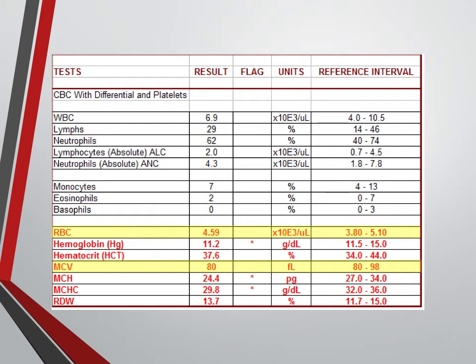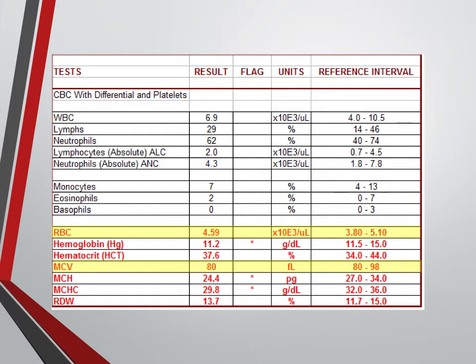So here's an example of a CBC from an automated machine, and I'm going to focus your attention down to the red information down here, which is the red blood cell information and the red blood cell indices. So at the top, first of all, you'll notice that we have a normal red blood cell count, 4.59. Normal for this patient is 3.8 to 5.1. But the MCV is right on the borderline. MCV is 80.